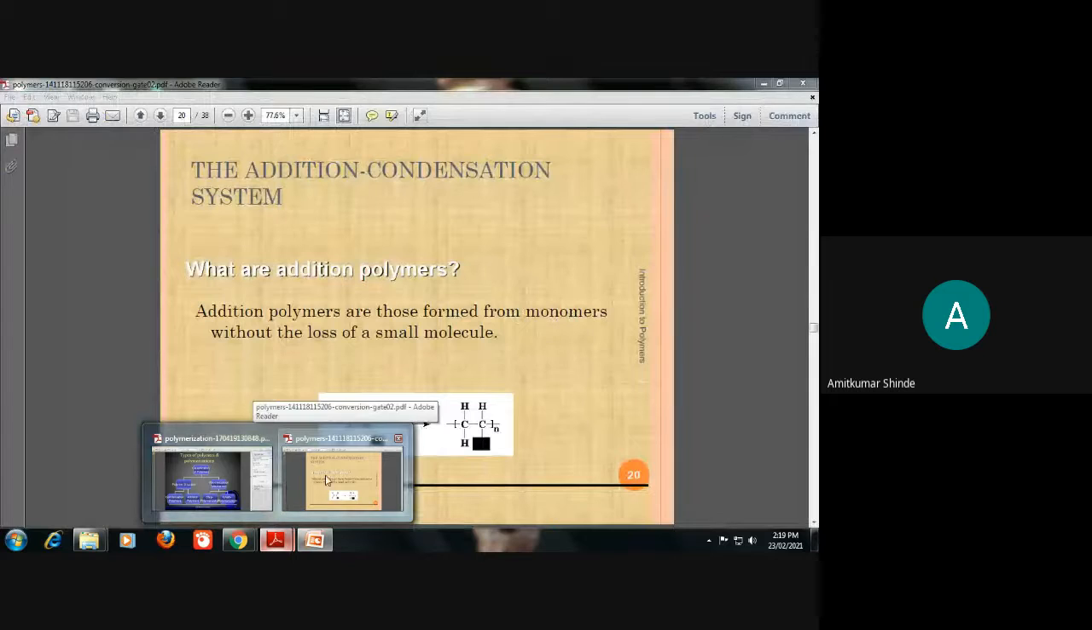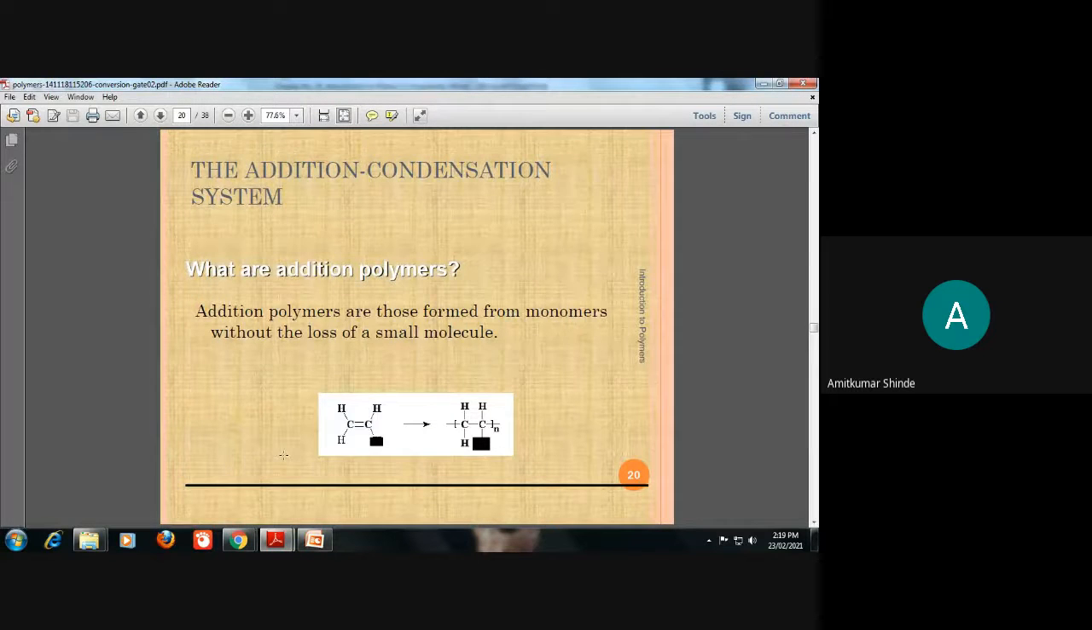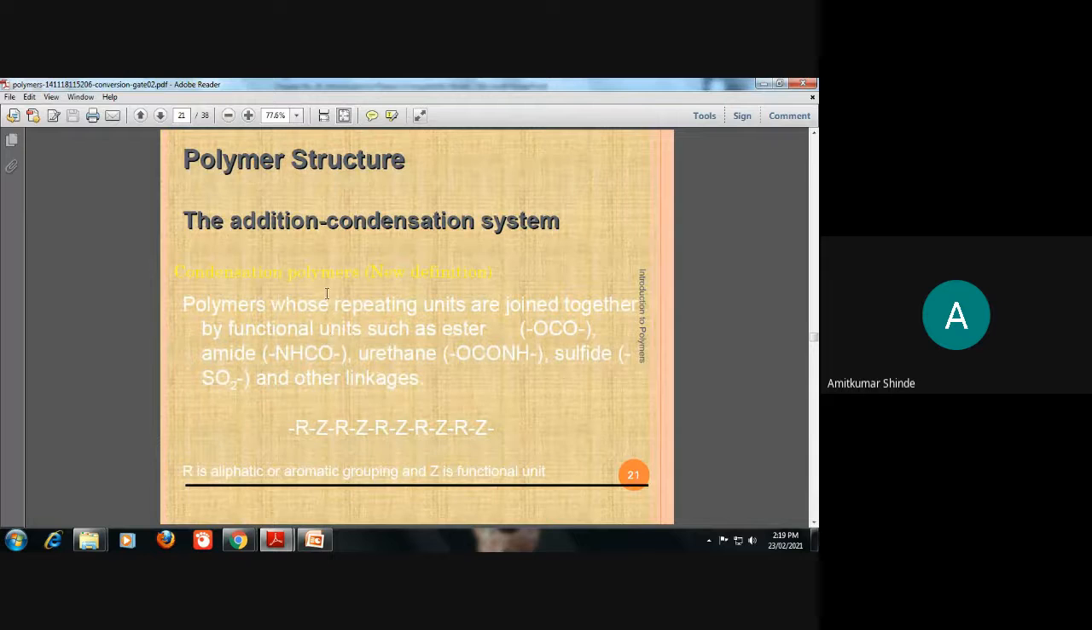The same part will be there in these diagrams also. This is the addition. This is the condensation polymerization. Here they have just mentioned the different functional units, like OH is a functional unit, like this functional unit OCO, NHCO, and then OCONH, that is urethane, and sulfide SO2. Means they have just mentioned different types of linkage.